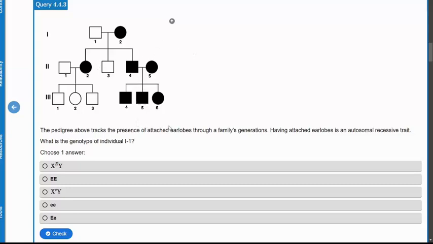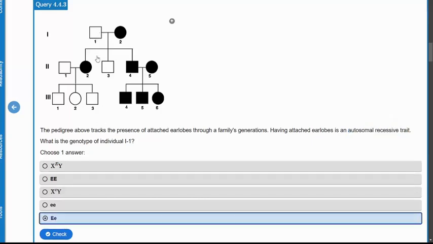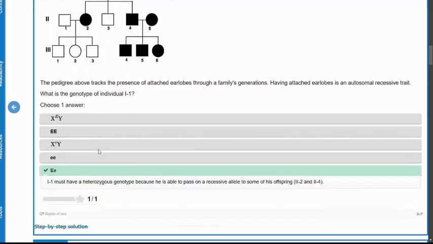The pedigree above. It's the same thing, and we're talking about autosomal recessive. Keep that in mind. What is the genotype of individual 1-1? Oh, we just answered that. So big E, small e, because they have a child that is fully homozygous recessive. If this parent doesn't have a recessive gene and is fully homozygous dominant, he's going to pass the dominant gene, and all children should technically be not colored in. So the only possible solution is that he's heterozygous.